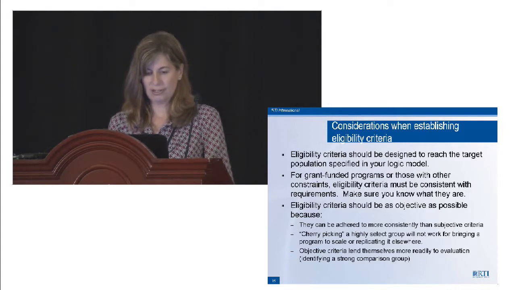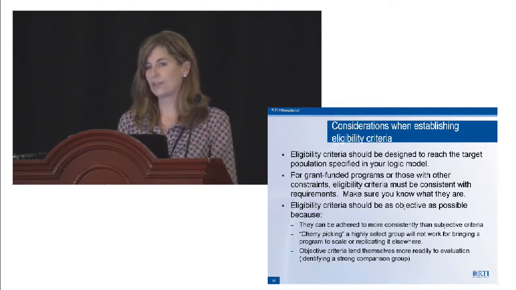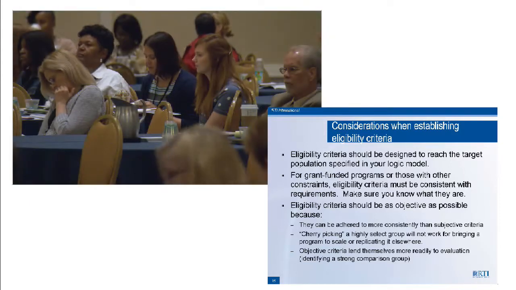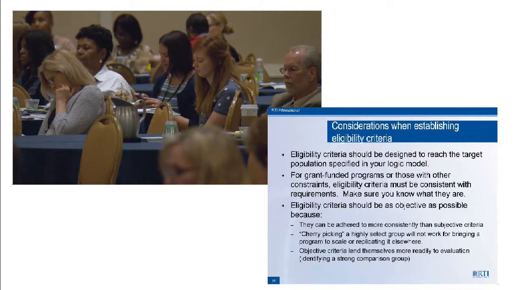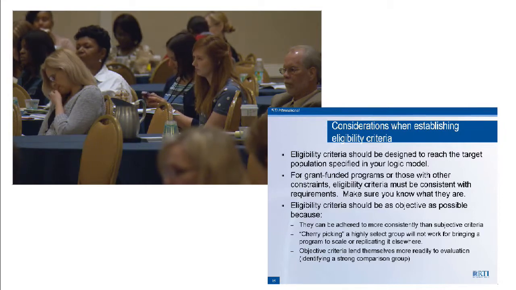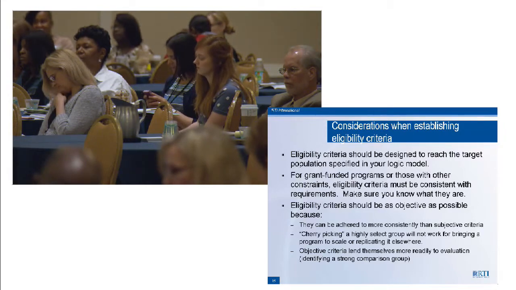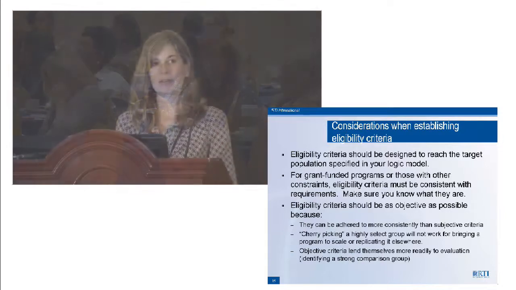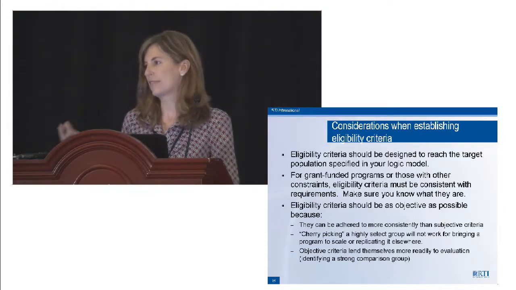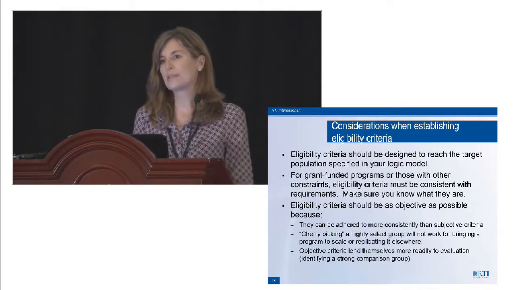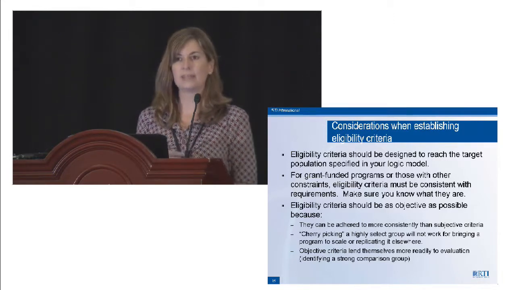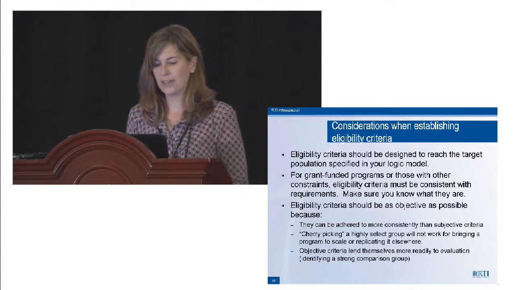As I mentioned earlier, it's important to use objective eligibility criteria as opposed to subjective criteria. So the reason for this is because objective criteria can be adhered to more consistently than subjective criteria. So if you have multiple staff who are involved with screening people for your program, identifying people for the program, if you're accepting referrals, if you have staff turnover, for all those reasons, you want to have objective criteria that anyone could follow as opposed to sort of handpicking people based on subjective factors.